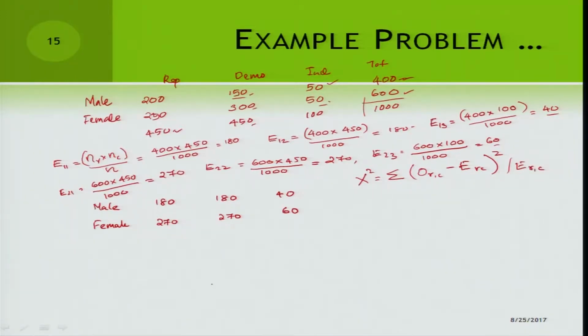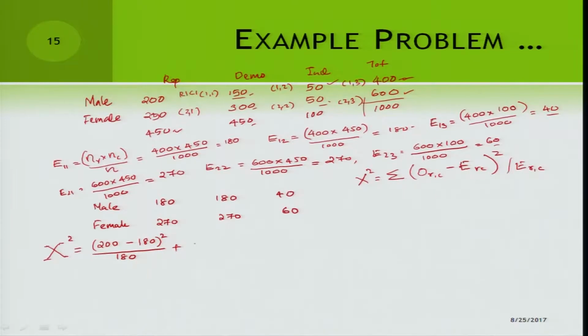Okay. If we want to do this, then the chi-square can be calculated as follows. We take the first cell, R1 C1, or we can call this 1 1, this is 1 2, this is 1 3, this is 2 1, 2 2 and 2 3. For the first case, the observed value for 1 1 is 200, and the expected value is 180, square of that divided by 180. That will be the first term.